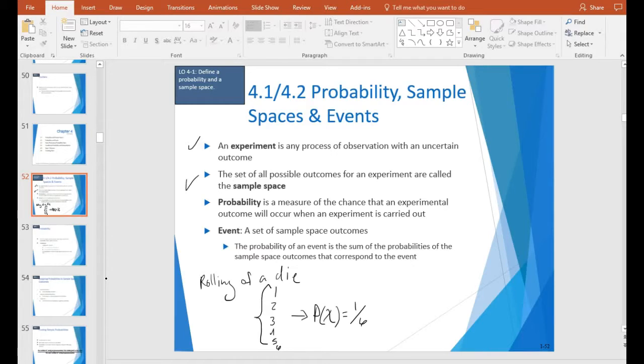And then an event is a set of sample space outcomes. So rolling a die is the experiment. We roll a die. We are going to get 1 through 6.